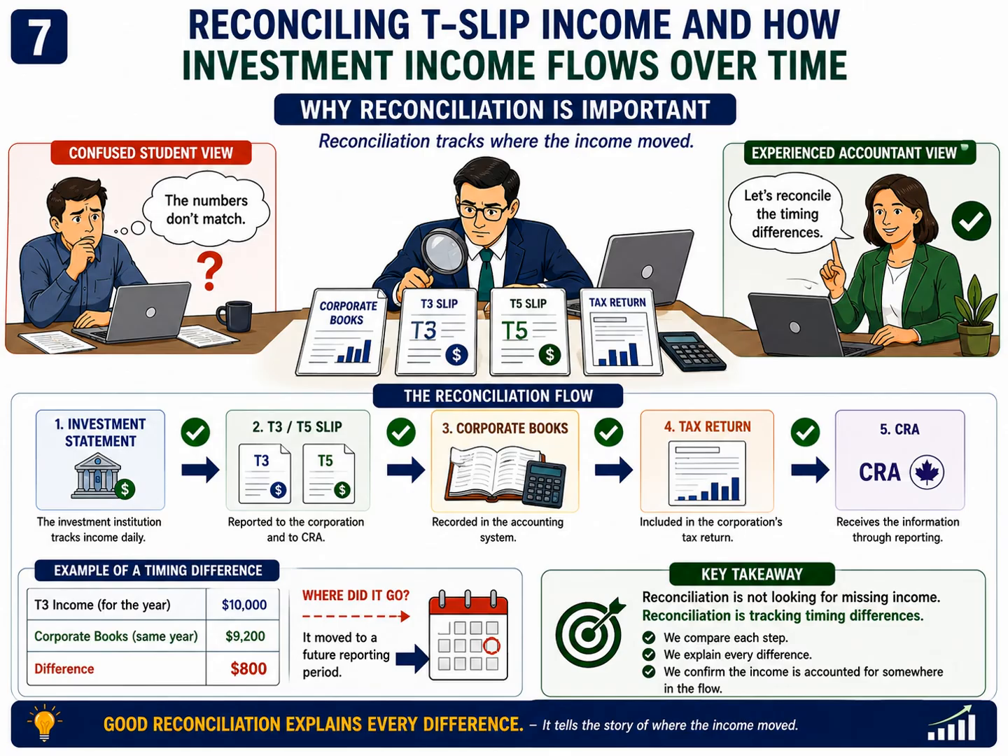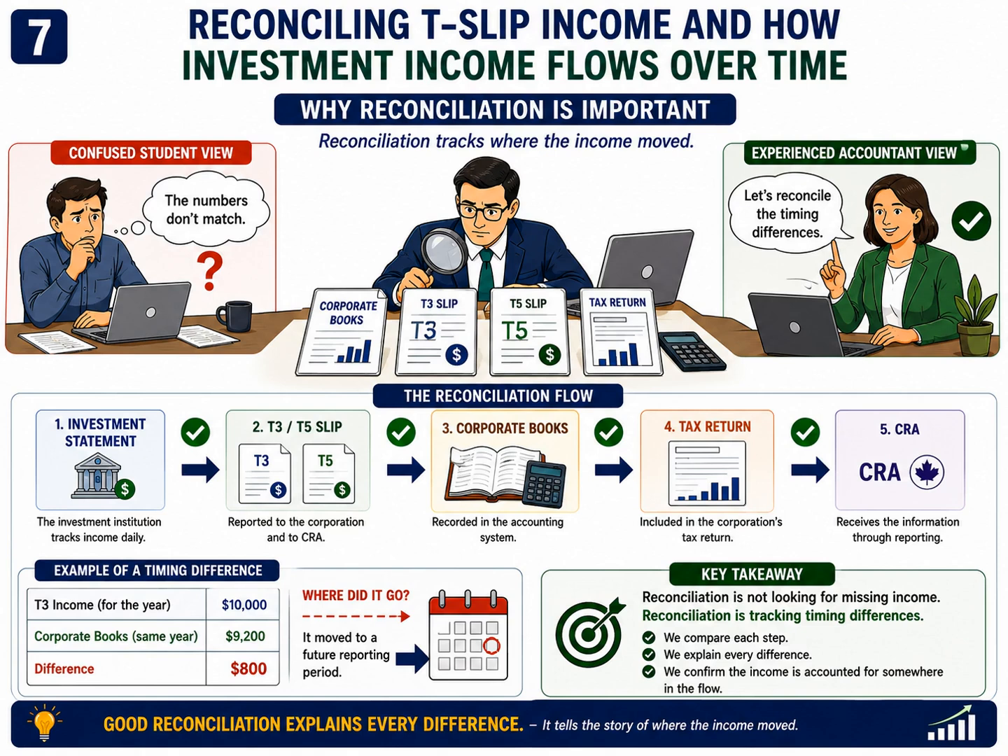Let's look at the example shown on the slide. Suppose a T3 reports $10,000 of income, but the corporation's books show only $9,200. There's an $800 difference. A new student might immediately think something is missing, but an experienced accountant asks a different question. Where did that $800 go?